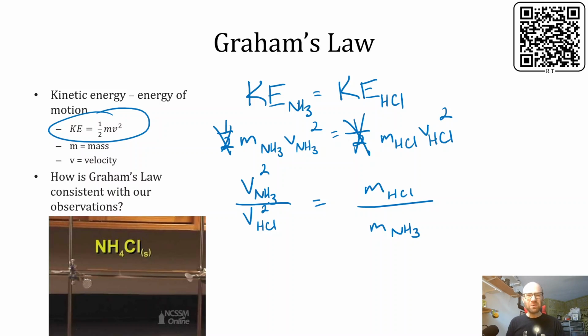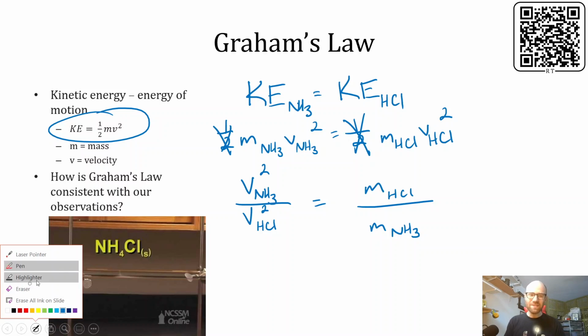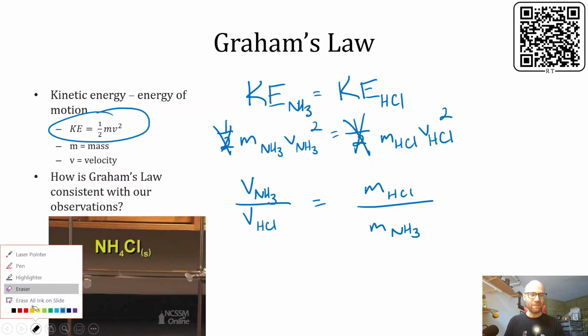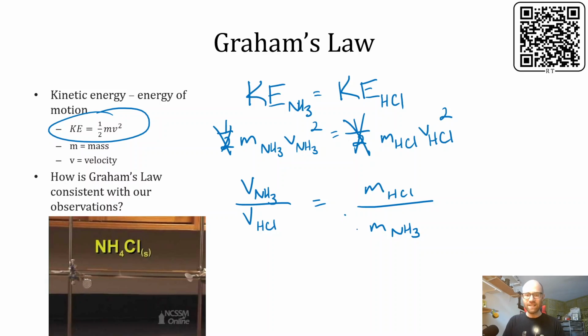I was never really a big fan of squares, and I don't think this is super informational to me. But if we do take the square root of both sides, we get this. The relative velocity is equal to the square root of the mass of the hydrochloric acid divided by the mass of the ammonia. So you'll notice that the ammonia is on the top on one side and on the bottom on the other. That's super important to this working. But this is Graham's law.